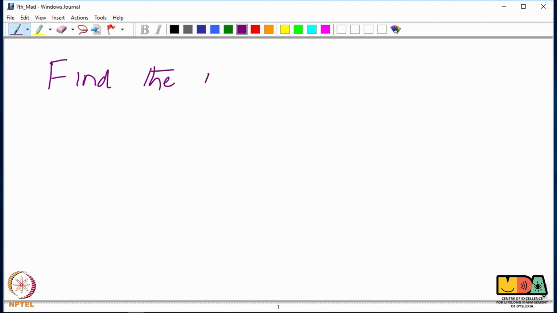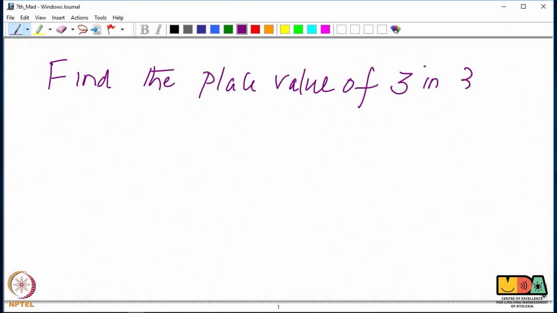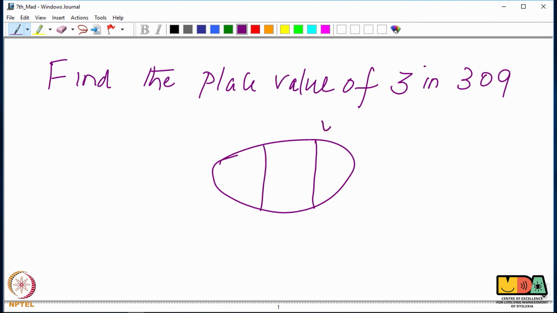Find the place value of 3 in 309. So, ask them to just draw the caterpillar first, cut it into 3 sections because there are 3 units, tens, hundreds. Please make sure that they start filling in the numbers from the units, because in math your calculation always starts from the units column.